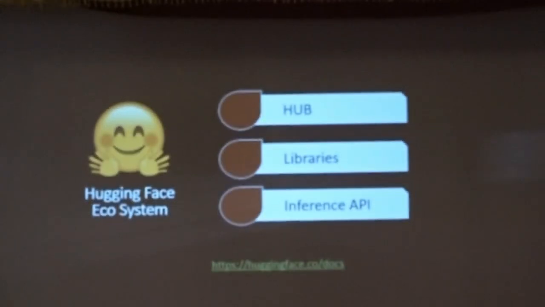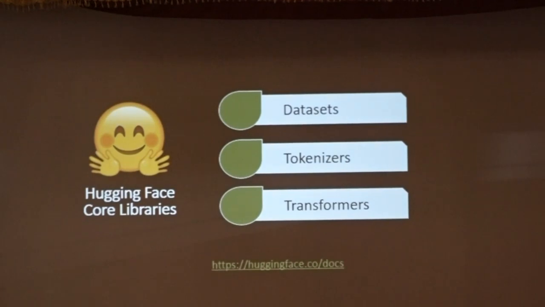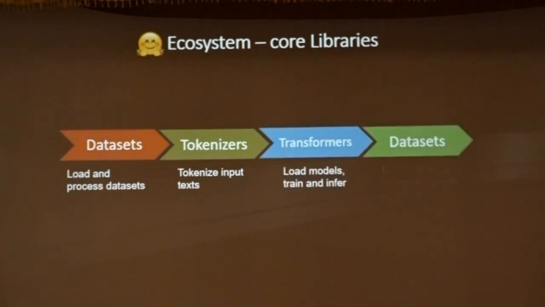The beauty of Hugging Face is that this ecosystem consists of mainly 3 components: the hub, libraries and the inference API. These 3 components together we call the Hugging Face ecosystem, the core components. And the core libraries of Hugging Face are datasets, tokenizers and transformers. The link is provided here. It's so simple: huggingface.co/docs. It will give you clear documentation about all these core libraries and the features of the ecosystem. You can have a look at this particular slide. There are mainly 3 core libraries, datasets, tokenizers and transformers.